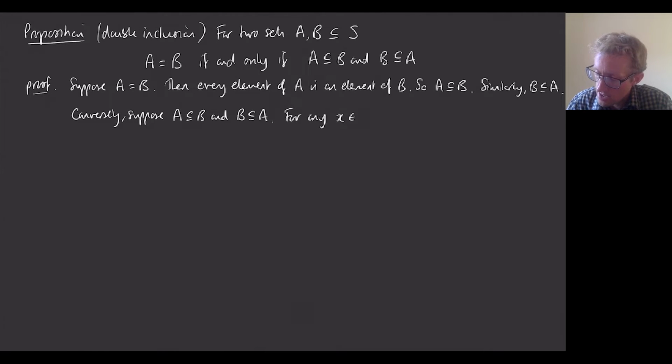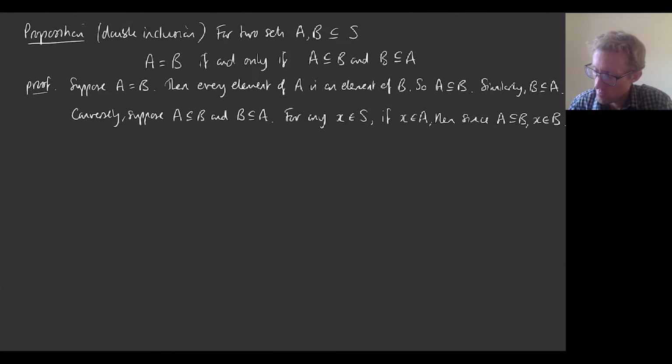So I want to say for any x in S, if x is in A, then since A is a subset of B, that means x is in B. So any element that's in A is in B. And then I want to show that any element that's not in A is not in B, because then that would mean that all the elements of A and B are the same.